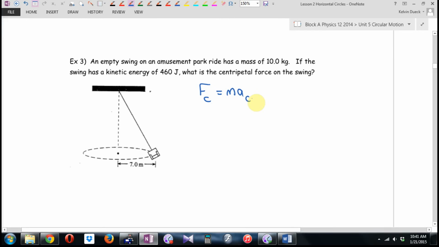It's either going to be mv squared over r or m 4 pi squared r over T squared. Which one? I don't know. What else did they give me in this question? What can you tell me that KE is? I think I'm going to use the mv squared over r. That's going to be the centripetal force.